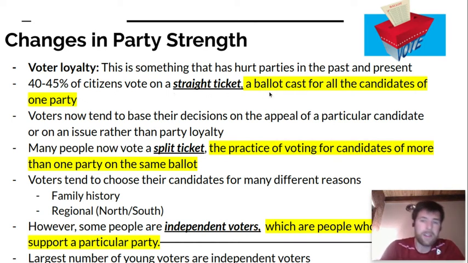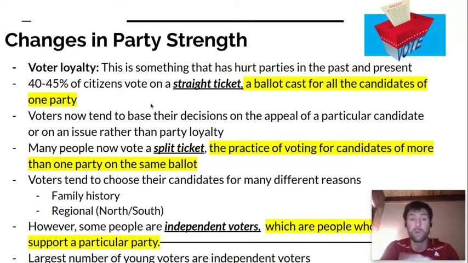which is a ballot cast. So when you go to vote, you're going to get into a polling place. You're going to be surrounded by dividers so nobody can spy on you and see what you're voting for. And you're going to see a list of names in front of you. Now, there are lots of people that vote on a straight ticket, which means that it's a ballot cast for all candidates of one party.